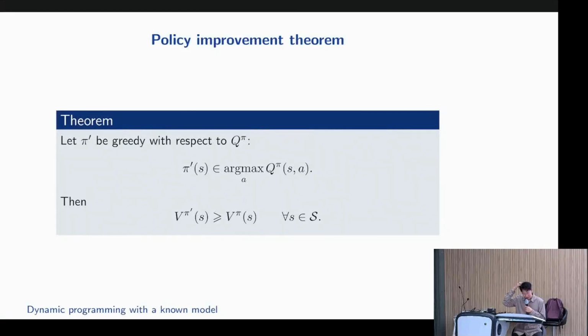And here is the formal theorem. Let pi prime be greedy with respect to q pi. So this is a one-step greedy action, just looking at the immediate next consequence. Then the claim is that the value of pi prime for any state is greater than or equal to the value of pi. So the consequence is if we select the action that's greedy with respect to q pi, then the value improves. We don't make it worse.